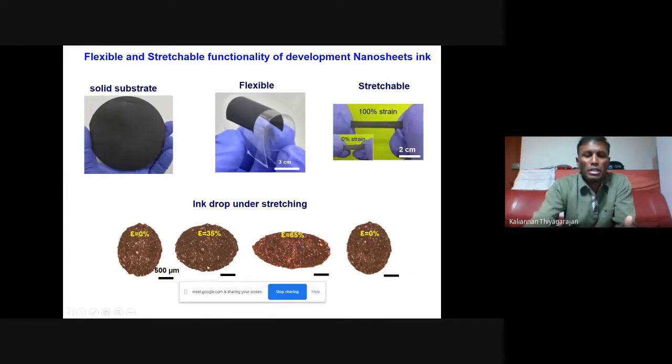Here you can see the ink drops with the printer. I drop this ink, and you can see that when I stretch, the shape of the ink drop is changing. This is actually quite thick. In this thicker one, it's showing this kind of reversibility also. Reversibility means after releasing the strain, it goes back to the original shape again. This is a 1 mm thickness drop. So even with this thickness, it is stretchable and recoverable. It means it's really good for stretchable applications.